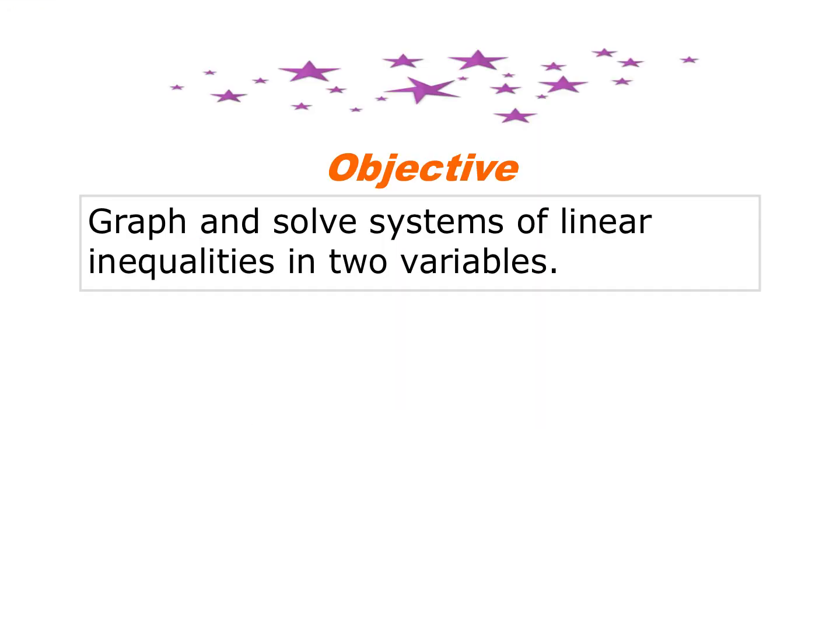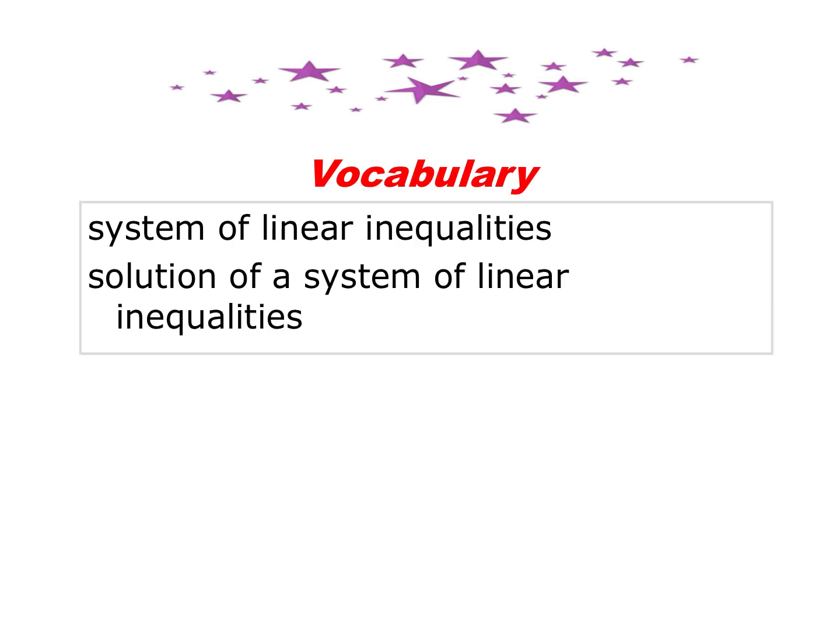So then, like I said, the objective in this lesson is to graph and solve systems of linear inequalities in two variables. So similar to what we did in the previous lesson, just now we have two inequalities in one problem. All right, and these are some terms that you're going to hear me say quite a bit throughout this lesson.